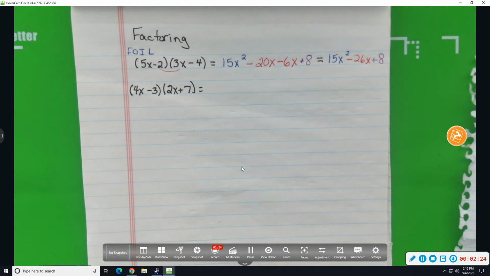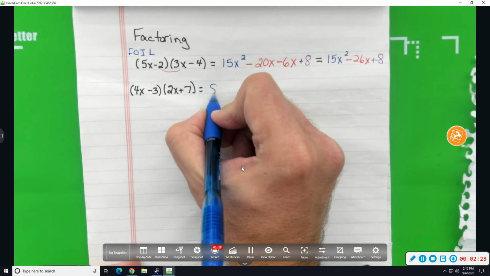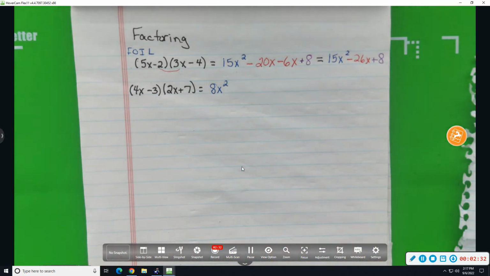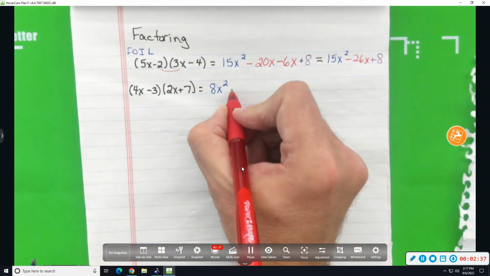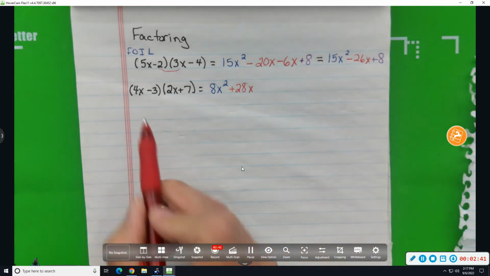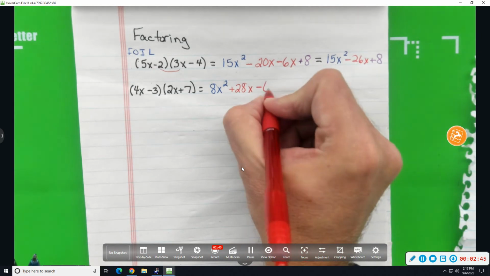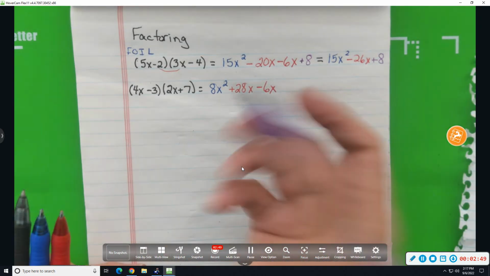So, foiling it out, the first term is 8x squared. Now I'll do the outer and inner in red. That would be 28x, and negative 6x. Minus 6x. And then the last term, negative 21.